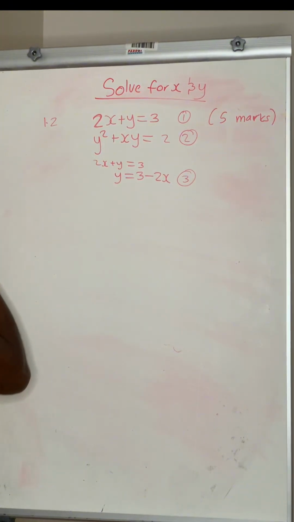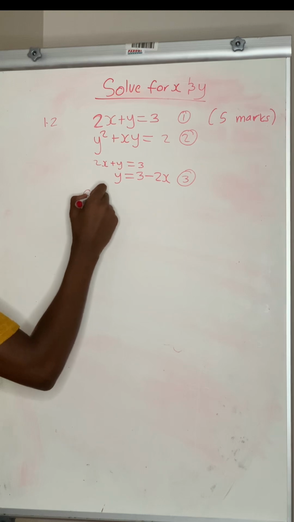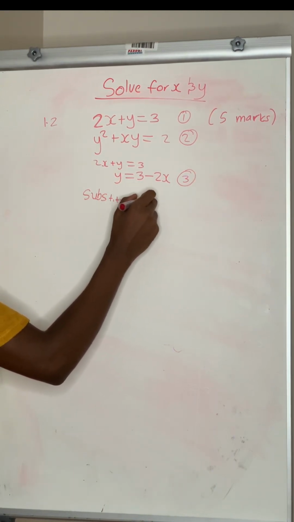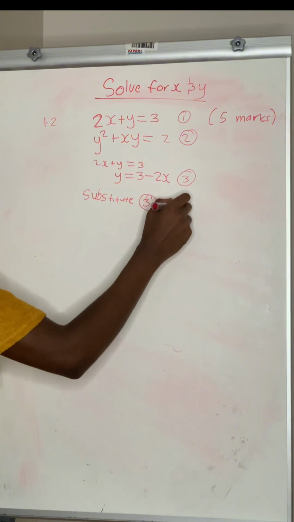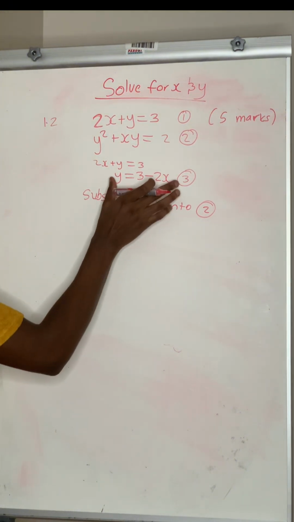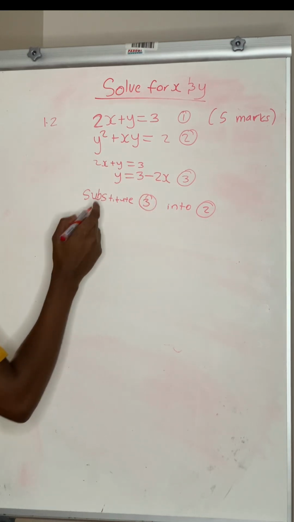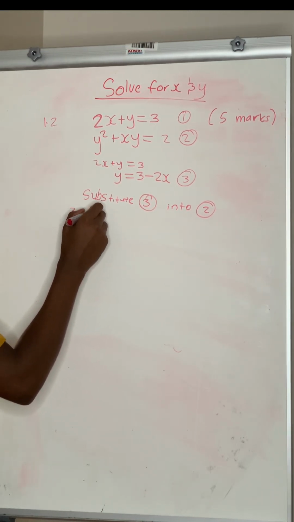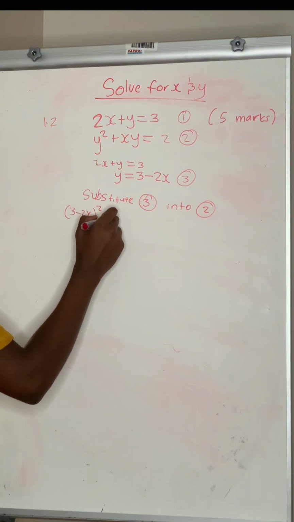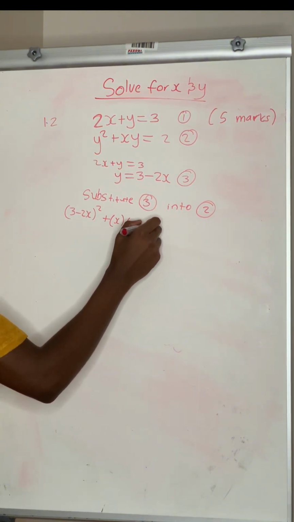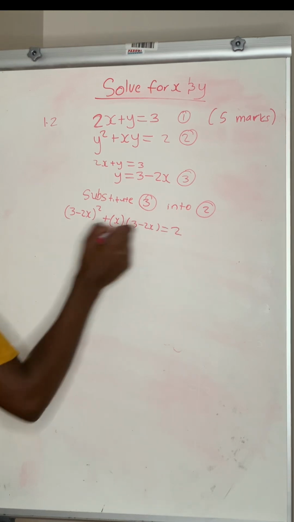Okay, and then from here we have to substitute equation 3 into equation 2. So whenever you see a y in equation 2, you're going to substitute 3 minus 2x. So it's going to be 3 minus 2x all squared plus x times 3 minus 2x is equal to 2.